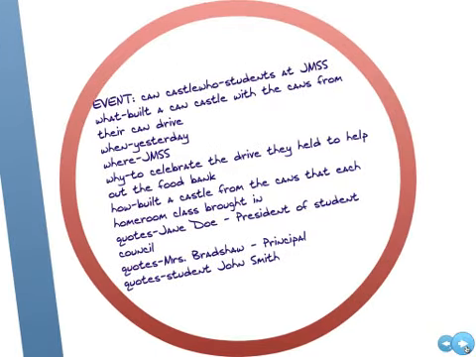So here you'll see the event is the Can Castle. The who are the students at JMSS. Then you'll see the what, the when, the where, the why, the how, and I have 3 different quotes I'm going to use. I'm going to use a quote from Jane Doe, who's the president of the Student Council, a quote from Mrs. Bradshaw, who's the principal, and a quote from a student named John Smith. That's all I need to do for my brainstorming.